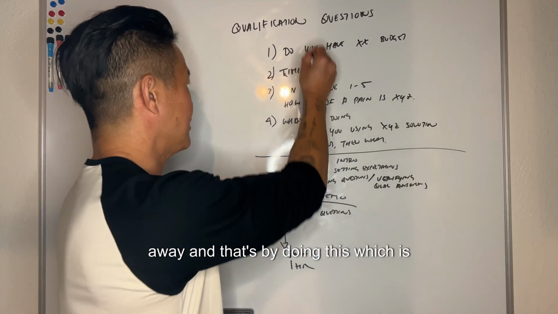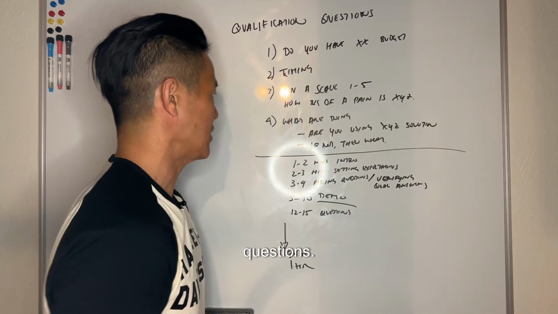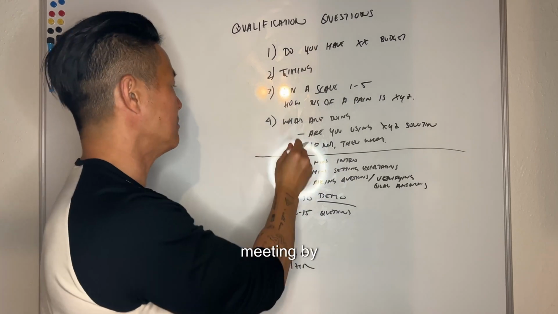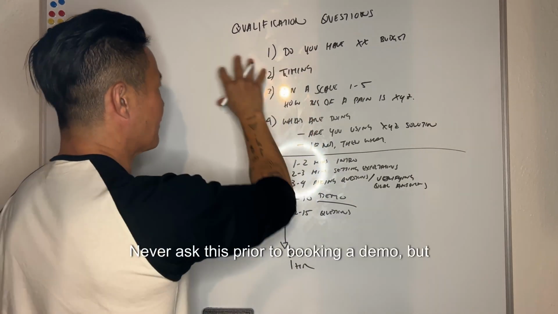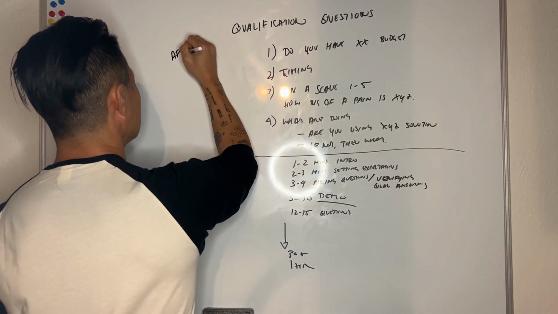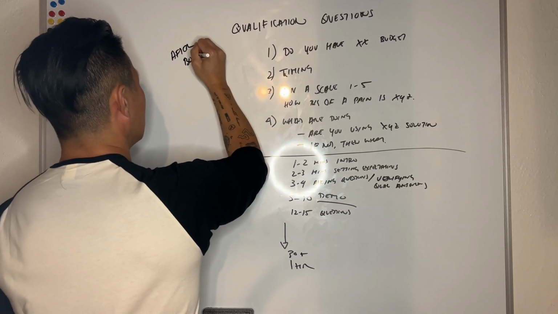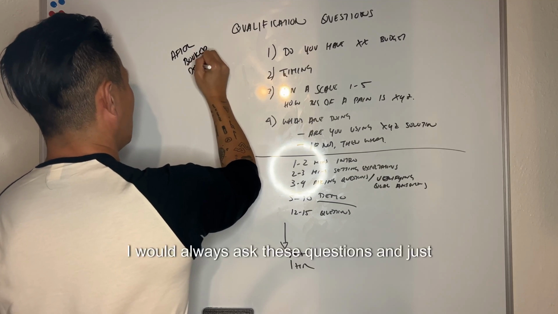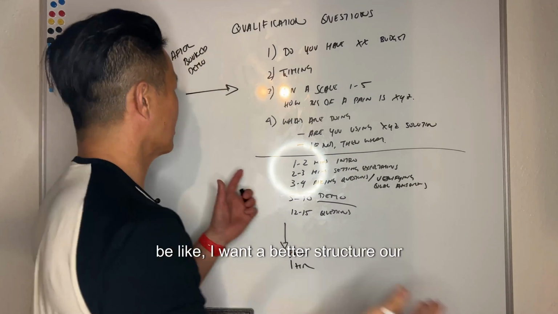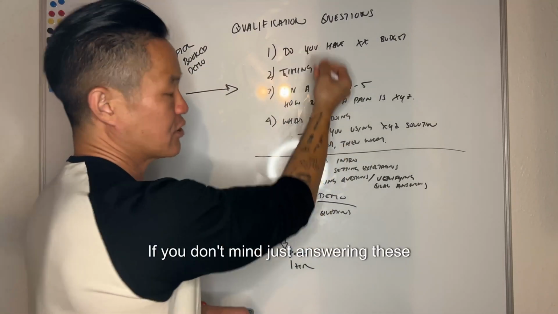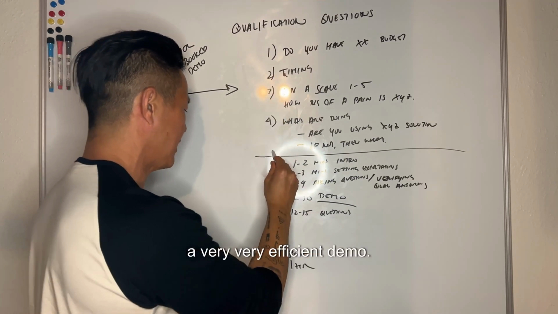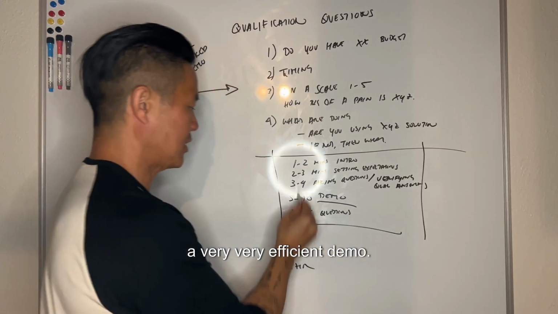And that's by doing this, which is getting the answers to the qualification questions, which you can do on a discovery call, or you can do these digitally prior to the meeting. But never ask this prior to booking a demo. After you book the demo, I would always ask these questions and just be like, I want to better structure our conversation. If you don't mind just answering these questions. And that's it. So you have all the context to actually run a very, very efficient demo.